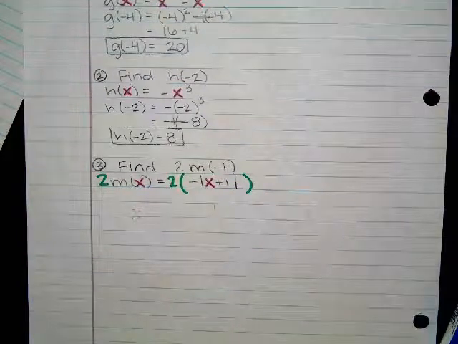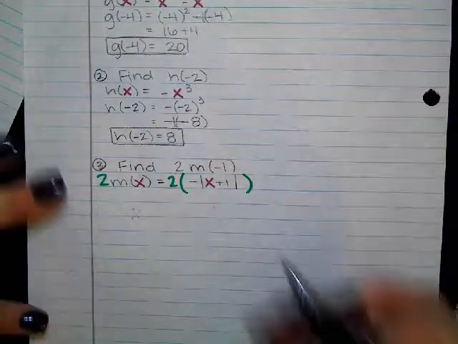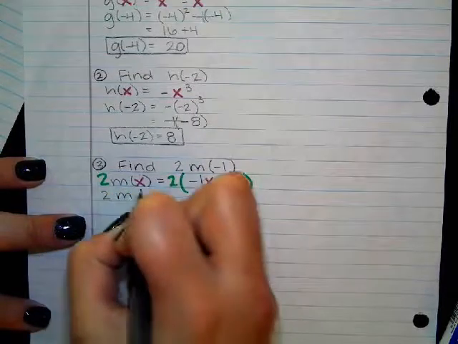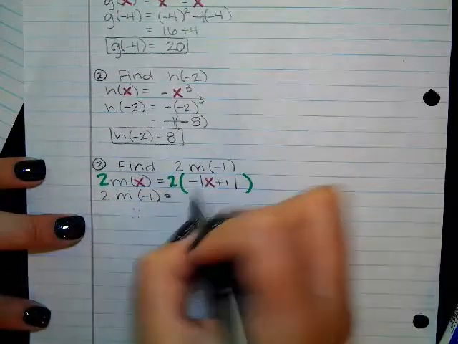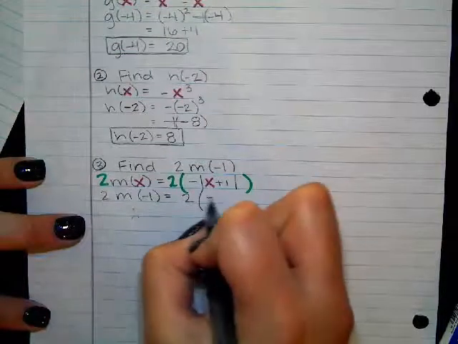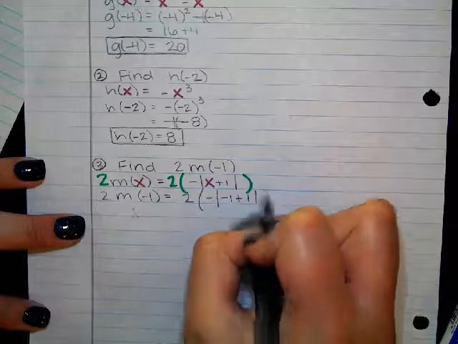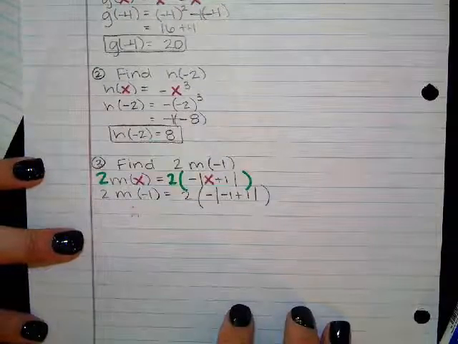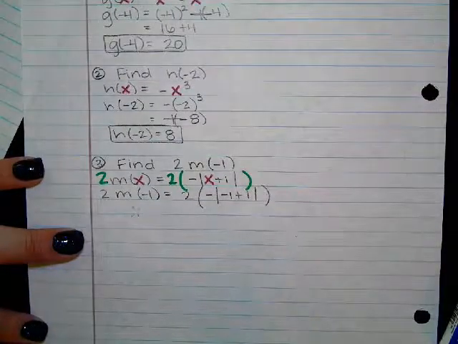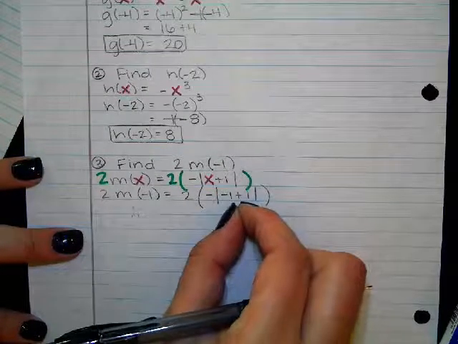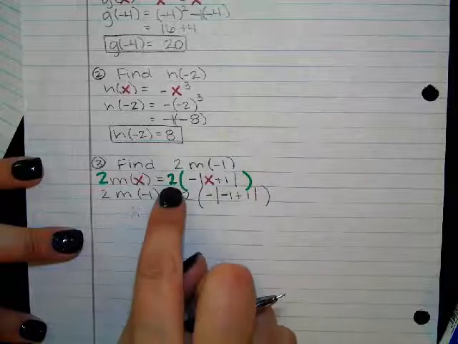So I have 2 times m of negative 1, 2, and then I've got negative absolute value, negative 1 plus 1, like that. And now I do my order of operations. Order of operations are basically you're starting from the inside and working your way out, which is why that multiplication of 2 is not going to work until the very end of the problem.